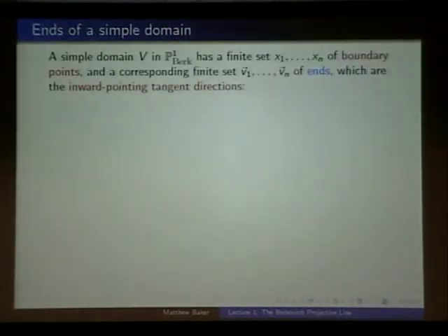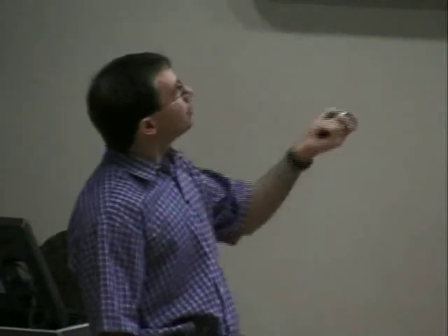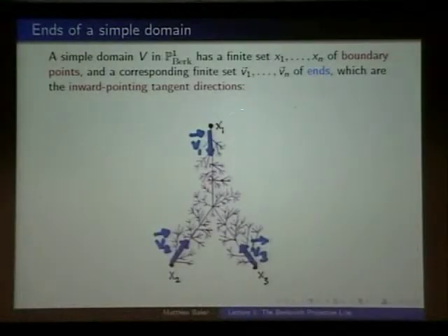And if you have a simple domain, it will have a finite set of boundary points. Those are the points where the observers are standing. And a finite set of inward pointing tangent vectors, which I'll call the ends. And so that looks something like this. These are the 3 boundary points of a simple domain. And then there are 3 inward pointing tangent directions, which I'll refer to as the ends. And you should think of this as like you take, say, this big open disk, and you remove everything down here, which is a closed disk, and everything that was below here is a closed disk. So you've taken a big open disk, and you've removed 2 closed disks from it. And so what you have is sort of the analog of an open affinoid in the terminology of rigid analysis.